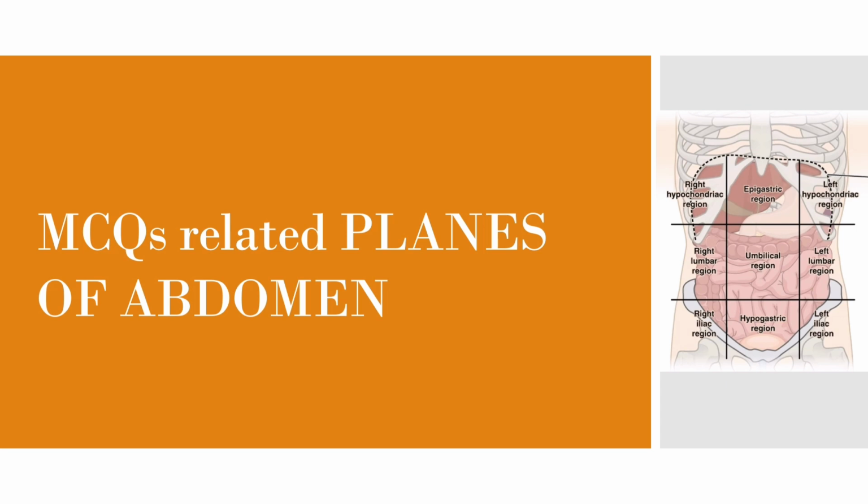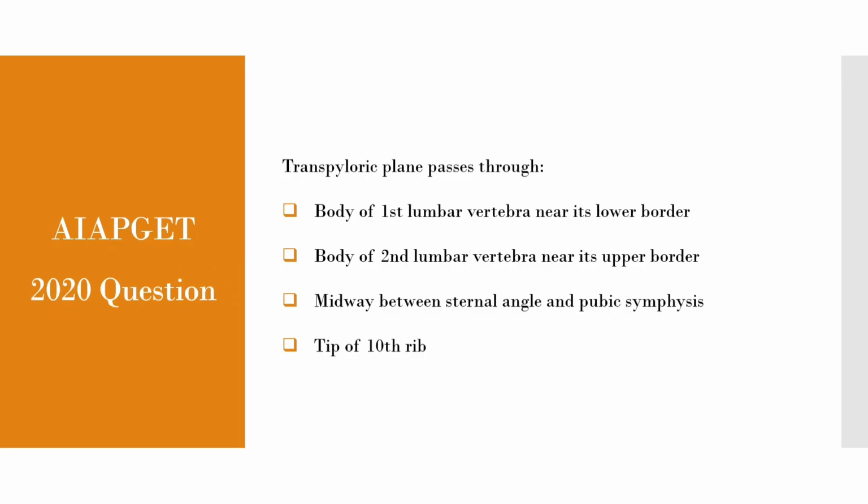So let us discuss the MCQs related to planes of the abdomen. Let us start with the APGT 2020 question. Transpyloric plane passes through: body of first lumbar vertebra near its lower border, body of second lumbar vertebra near its upper border, midway between sternal angle and pubic symphysis, and the last option, tip of 10th rib.